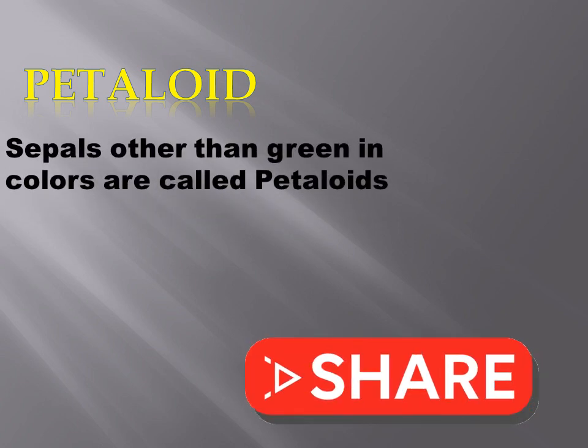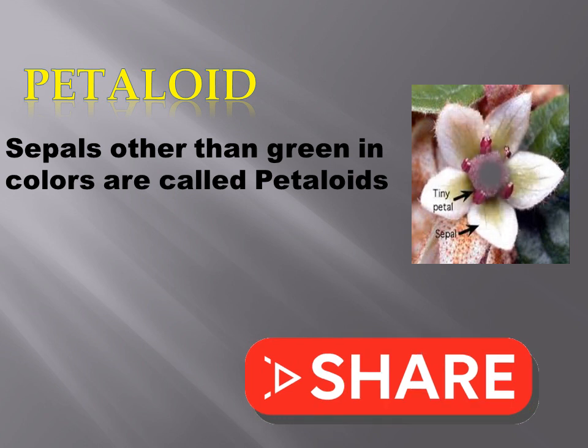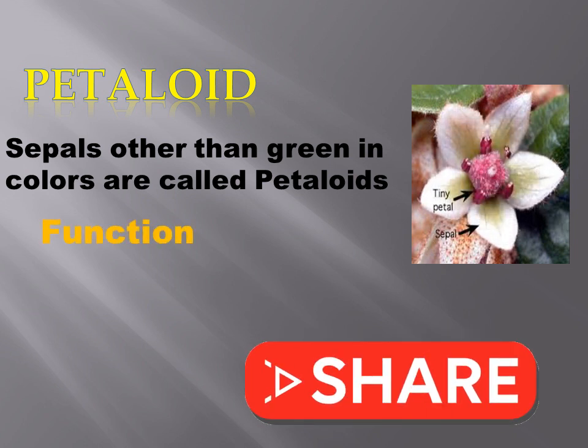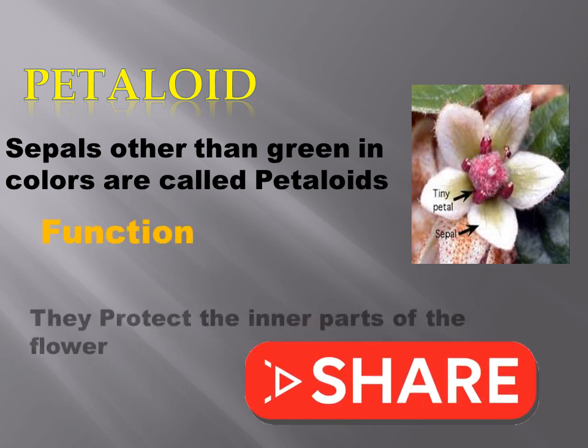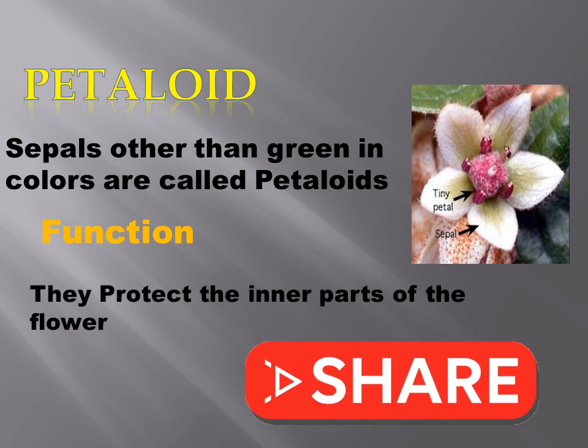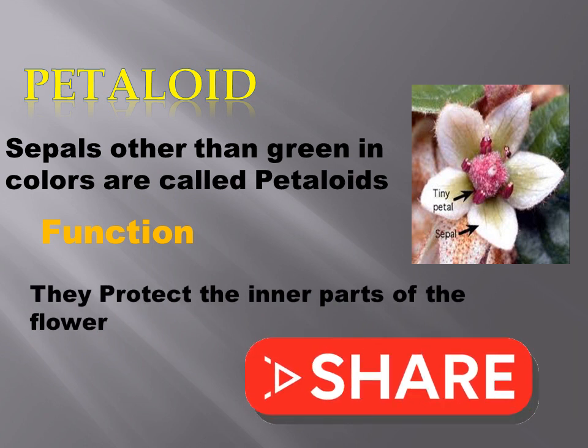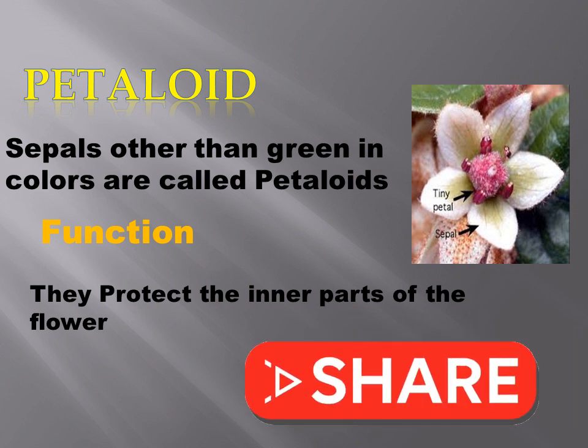Petaloids. Sometimes the sepals are not green in color, but they are highly colored. These colored calyx are called the petaloids. Their function is to protect the inner part of the flower. For example, in the figure you can see the sepals that are yellowish in color. These are the petaloids because they are not green in color.